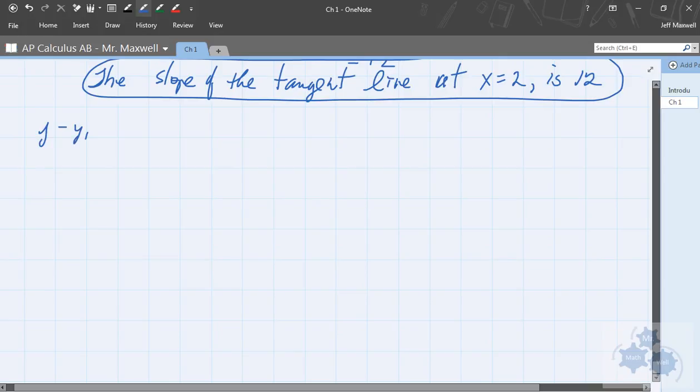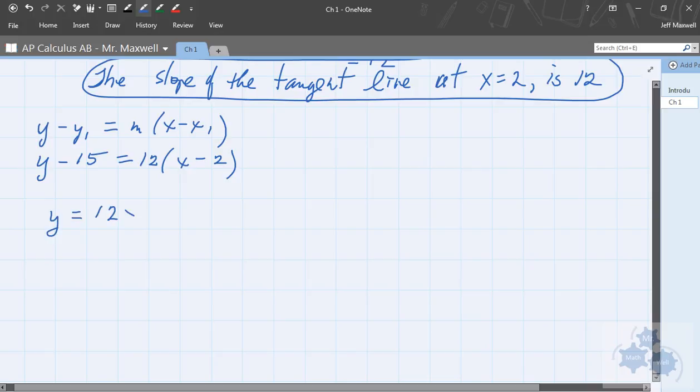y minus y1 equals m times x minus x1. This is the point-slope form, right? So what we're saying is that the equation of the tangent line should look something like this. y minus 15 equals 12 times x minus 2. Right? So let's just simplify this a little bit. It's 12x minus 24 plus 15, which is going to be 9.